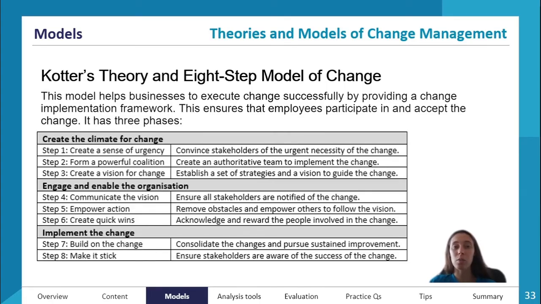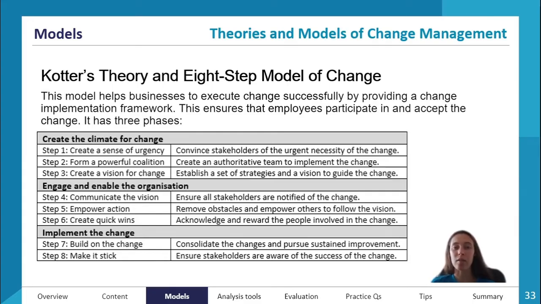This has parallels with Kurt Lewin's model that we just had a look at, where you're preparing for it, you're unfreezing the organization to make that change, get that in the works, I suppose. So first of all, we're creating that sense of urgency. This is about persuading stakeholders that the change needs to happen and it needs to happen now. Then you're forming a powerful coalition. So by this, we just mean a team, an authoritative team that's going to be able to implement that change.